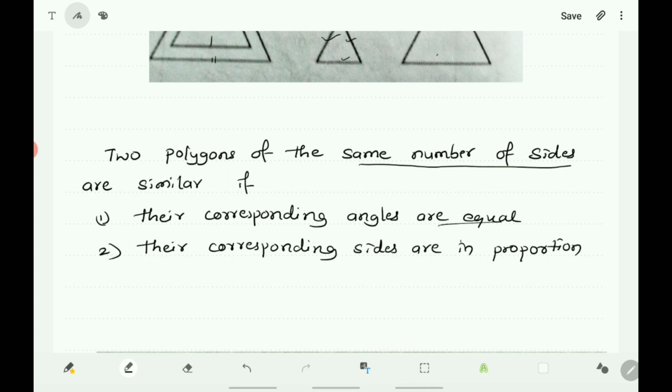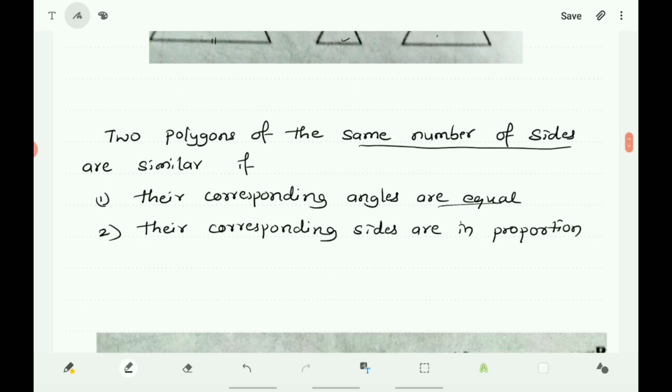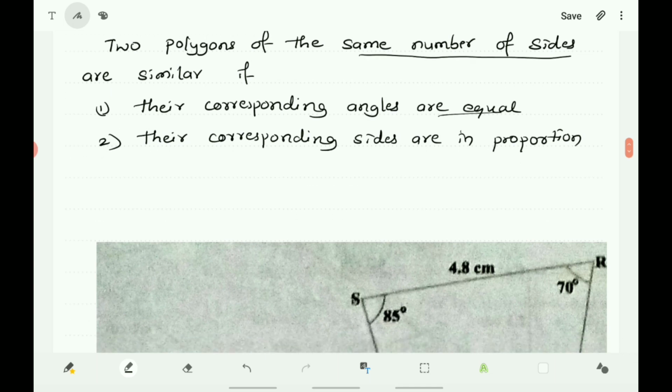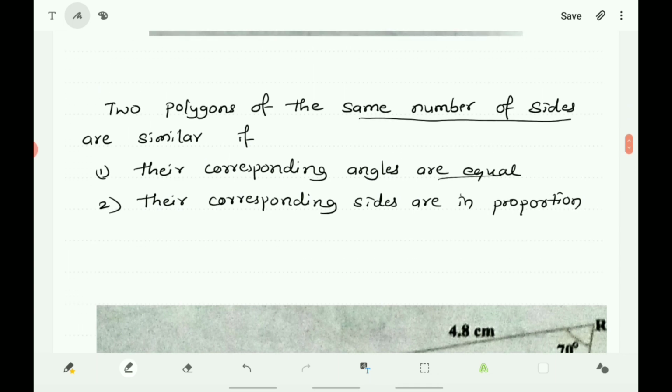Here you cannot compare the similarity of a triangle with a square, the square with the pentagon, or the pentagon with the hexagon. If you must compare polygons of the same number of sides, you must compare triangle with triangle, quadrilateral with quadrilateral, pentagon with pentagon, in this way.